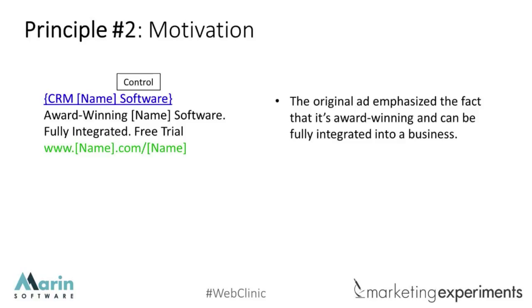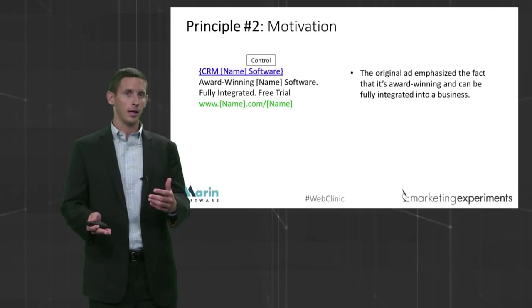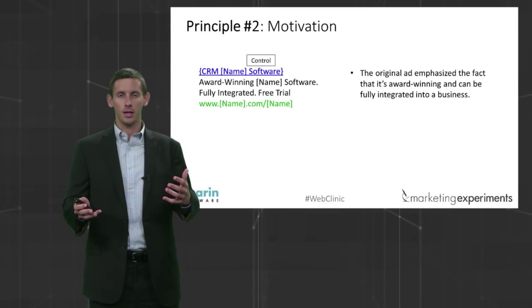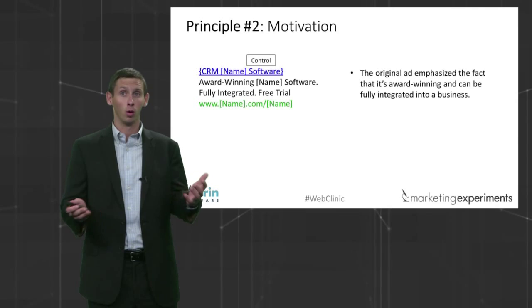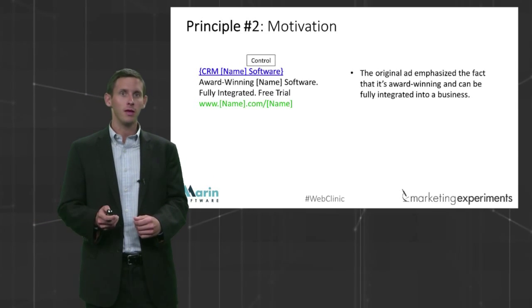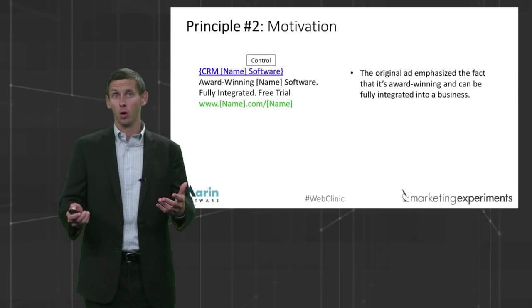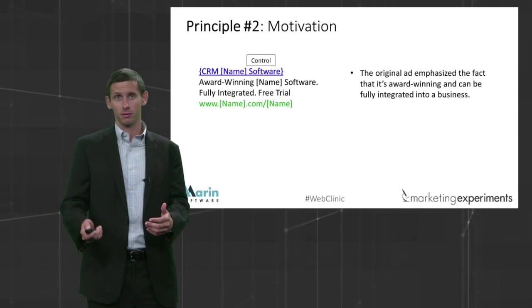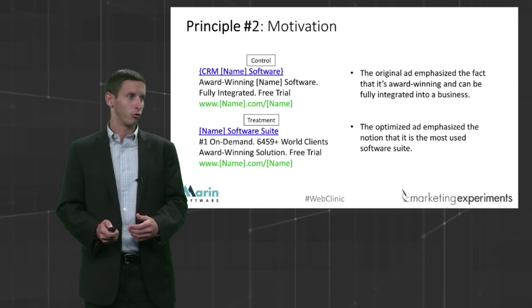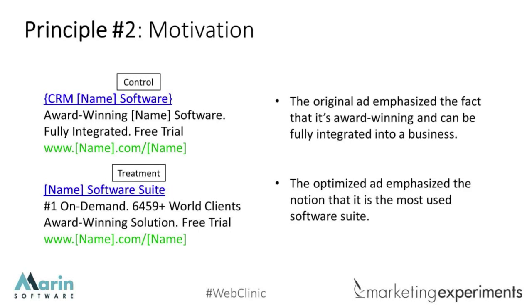So moving forward, looking at the ad itself, the piece we're placing emphasis on is the award-winning nature of the software. So how important is the fact that this software has won awards? Now what we're going to be doing in this test is determining what the motivation of the audience is and how we appeal to that specific motivation. So let's take a look at the treatment. What we've done here is we've taken the software name and placed that in the header, and the copy has been changed to #1 on-demand, 6,459 plus world clients, award-winning solution, free trial.